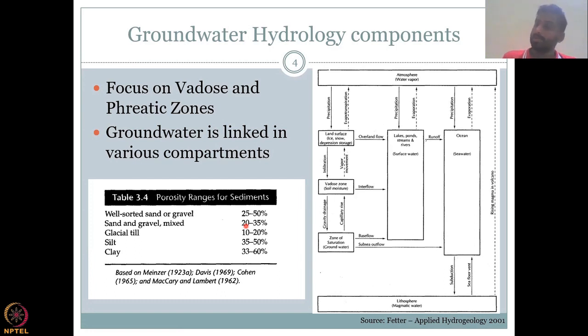And mostly all these systems are not pure clay, pure silt, or pure sand. There is some mixture, unless you are at a beach. At a beach, you have pure sand. So that's how you can assess the different ranges.